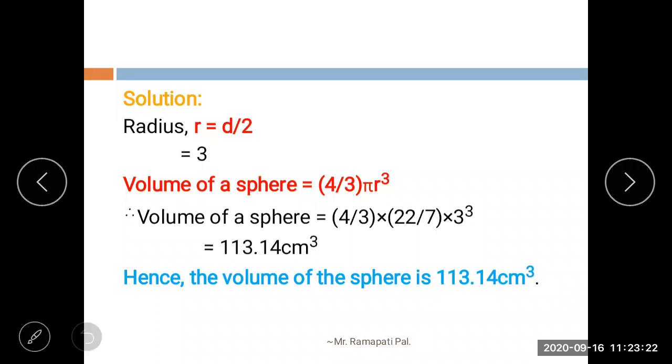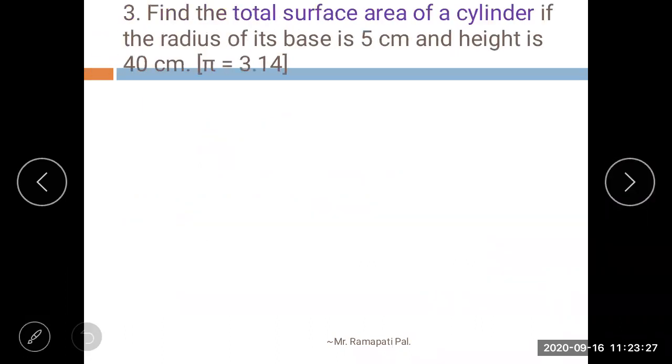Okay. Let's start question number 3. Find the total surface area of a cylinder. What we have to find? Total surface area of a cylinder, if the radius of its base is 5 centimeter and height is 40 centimeter, and you have to take pi. The value of pi is 3.14, given in the question.